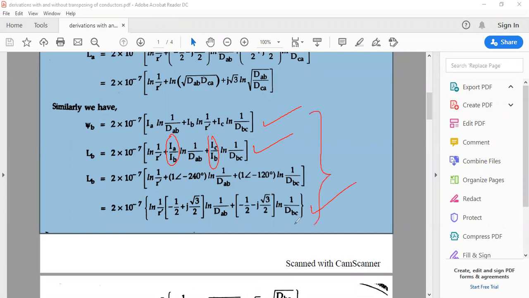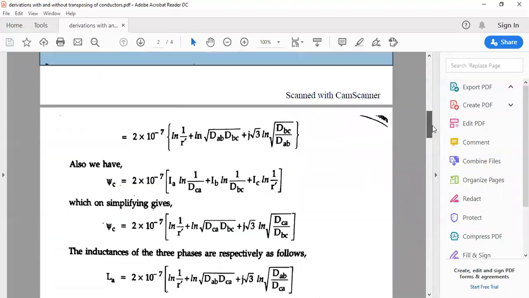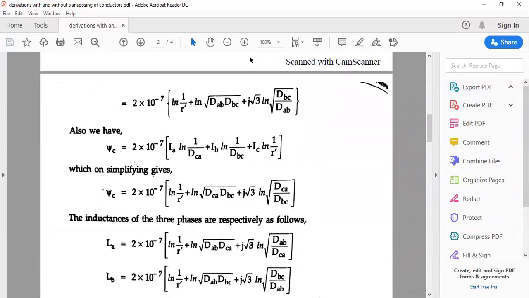This one is left for you to analyze, and how you get this term at the end is left to you with mathematical simplification. Next, I can go for the next set of equations. This is LB again. So you'll be getting one ln of AB, BC and this one, which is the equation for LB.